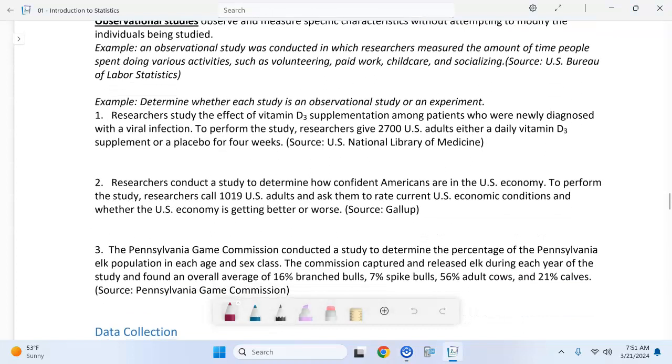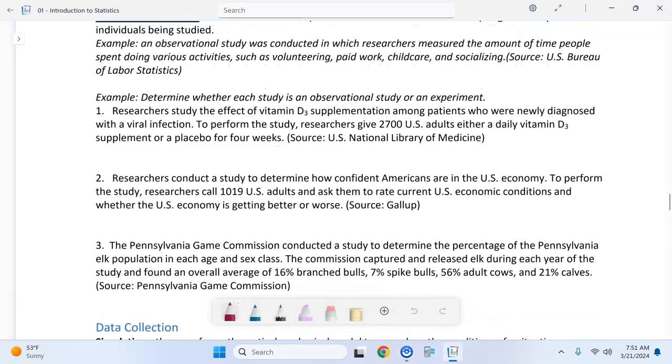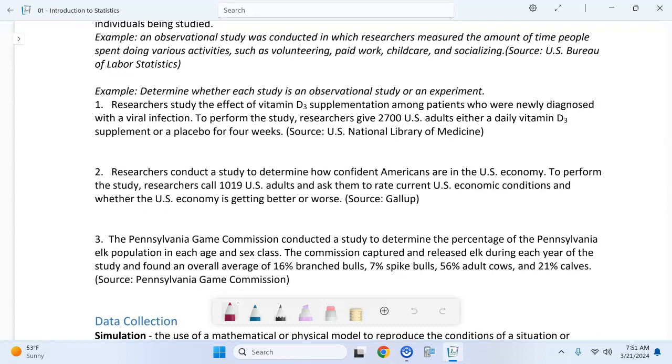So when we're determining whether or not we have an observational study or an experiment, the key thing is, was there a treatment applied? Okay? Was there a treatment applied? Or was something just observed? If we applied a treatment, okay, we modified something, then that was an experiment. If all we did was observe things as they happened, then we have an observational study.